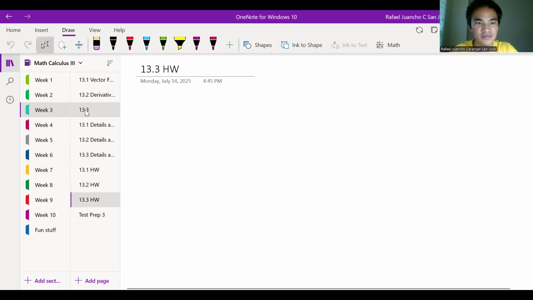So 13.3, and this is all about, forgot where was it? So yeah, we talked about derivatives and integrals of vector functions. Now we're going to talk about arc length and curvature. Now, I did do a little bit of review on arc length. Arc length and curvature.